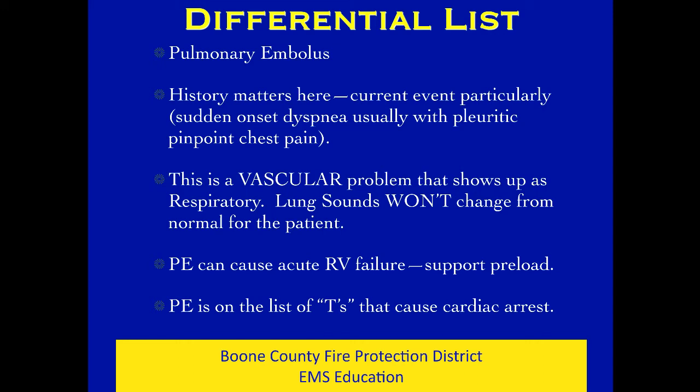PEs can cause acute right ventricular failure. A large PE can cause that right ventricle to fail, and they can end up in cardiac arrest. If you remember the list of H's and T's that are causes for cardiac arrest, one of the T's is pulmonary thrombosis, and that is a PE.